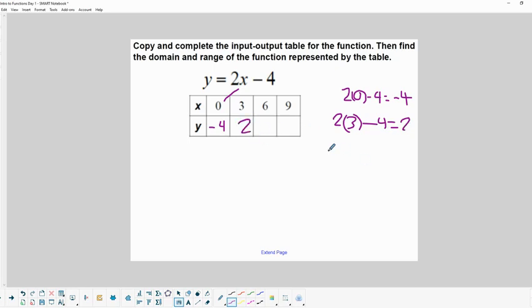If I put in the number 6, 2 times 6 minus 4, 2 times 6 is 12. 12 minus 4 is 8. So that would be an 8. And the last one, 2 times 9 minus 4. 2 times 9 is 18. 18 minus 4 is 14.